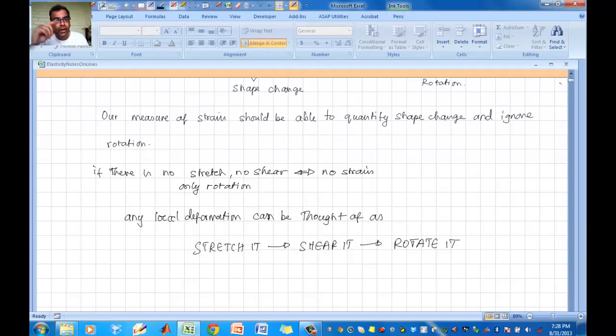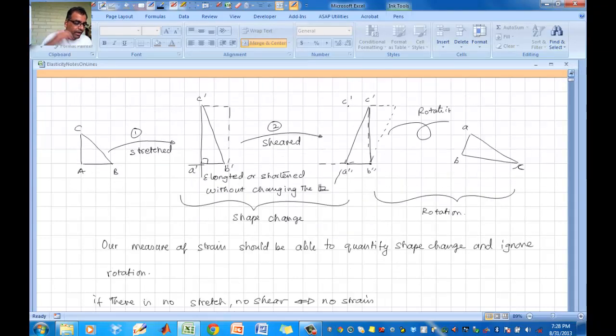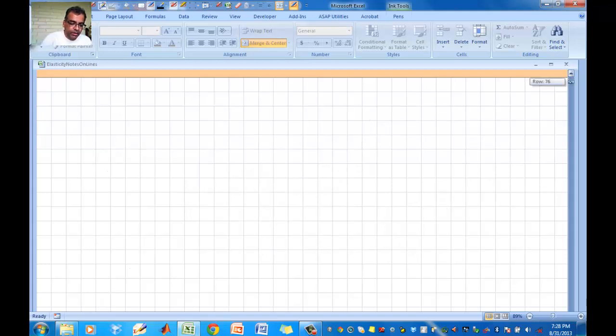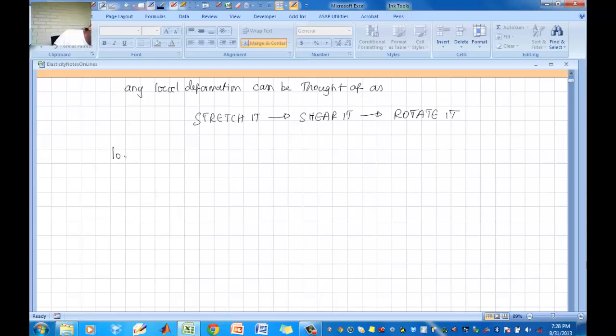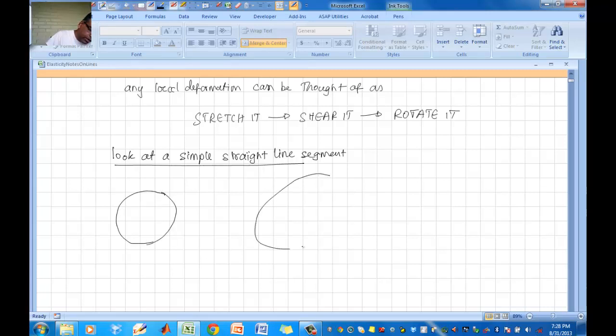So now, last module we saw this little thing about how to deform something, and I talked about taking a little triangle and stretching it, shearing it and rotating it, right? Now we are going to figure out how to measure it by starting out with a very simple one. Look at a simple straight line segment. What I mean by that is, let's say I had an initial object that looked kind of circular and it has now become somewhat elongated, right? And I had a small line segment here, AB, that has become something else there, little a, little b.